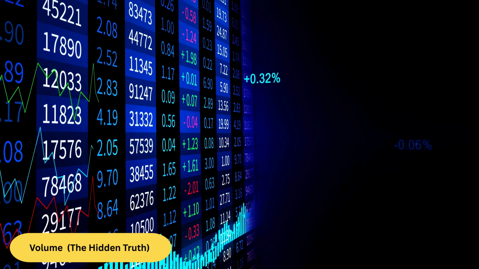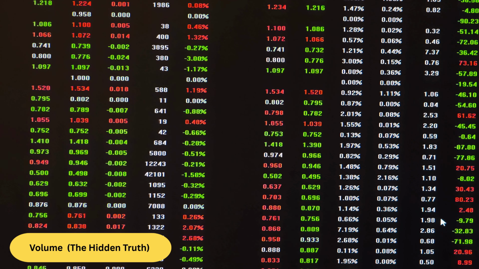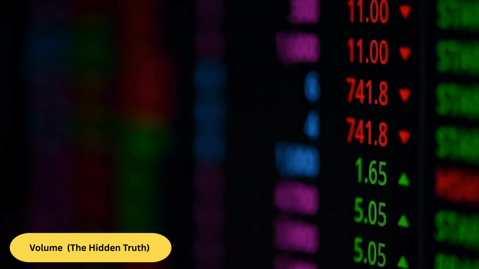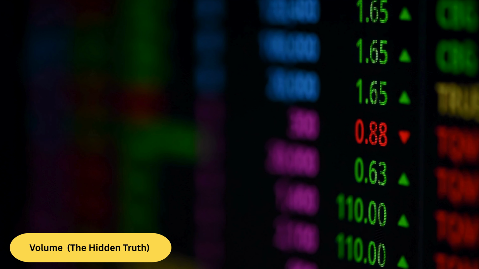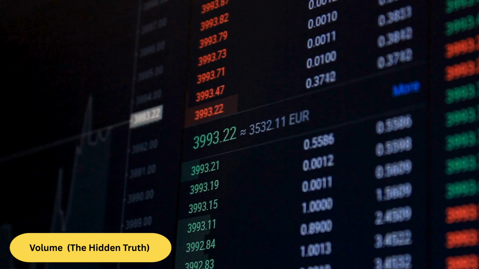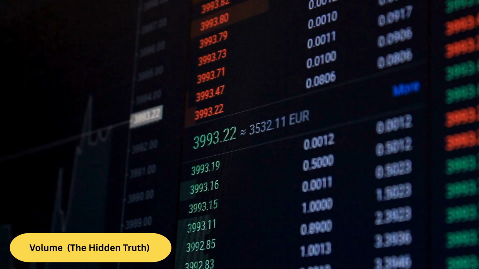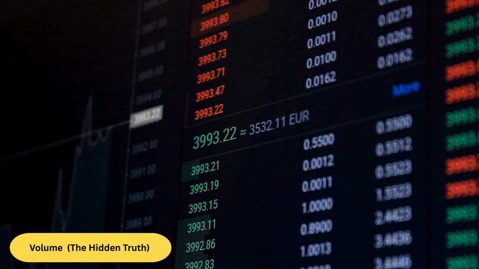Volume, the hidden truth. Volume shows how many shares are traded. Think of volume as fuel. High volume equals strong move. Low volume equals weak move. Price without volume is meaningless. Always ask, is volume supporting this move?